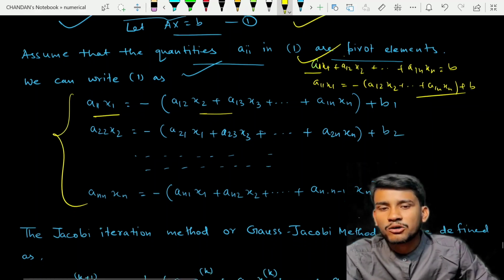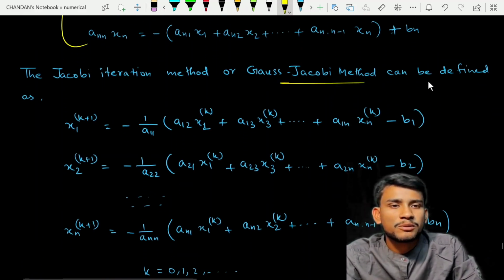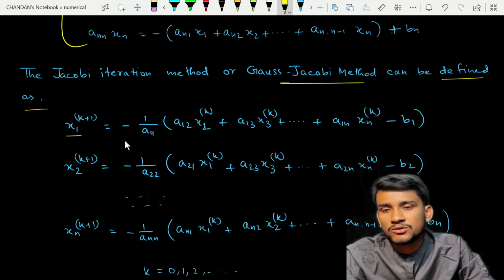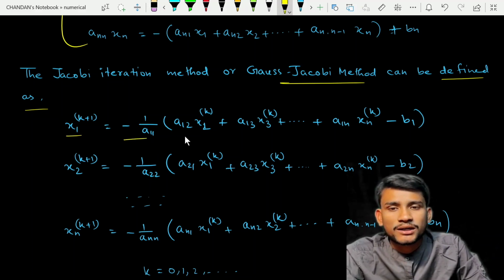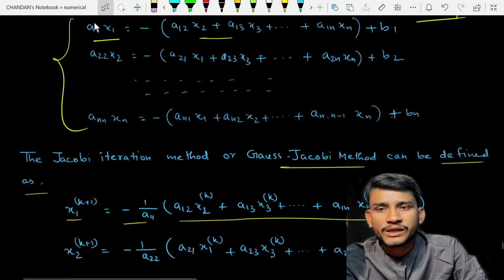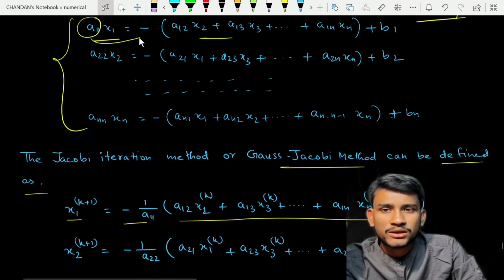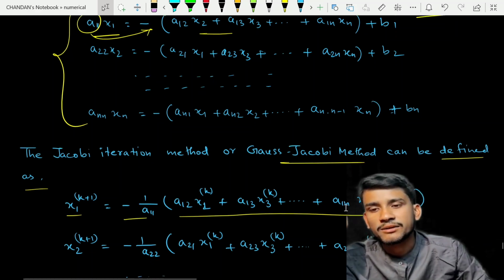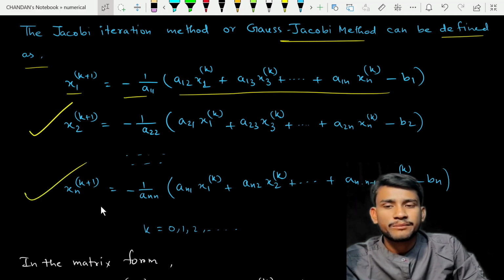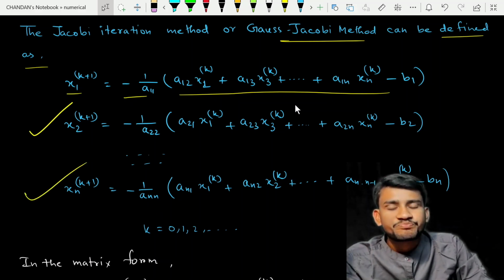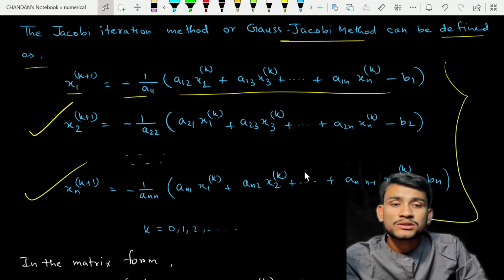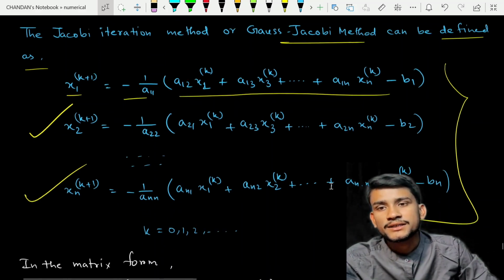Now the Jacobi iteration method, or Gauss-Jacobi method, can be defined as x1 at the (k plus 1)th iteration equal to minus 1 by a11 into the first term. From this step, we put the a11 on the right side, then we get the values of x1, then the values of x2 at the (k plus 1)th iteration, and xn at the (k plus 1)th iteration. So this is the Gauss-Jacobi method, or simply the Jacobi iteration method.